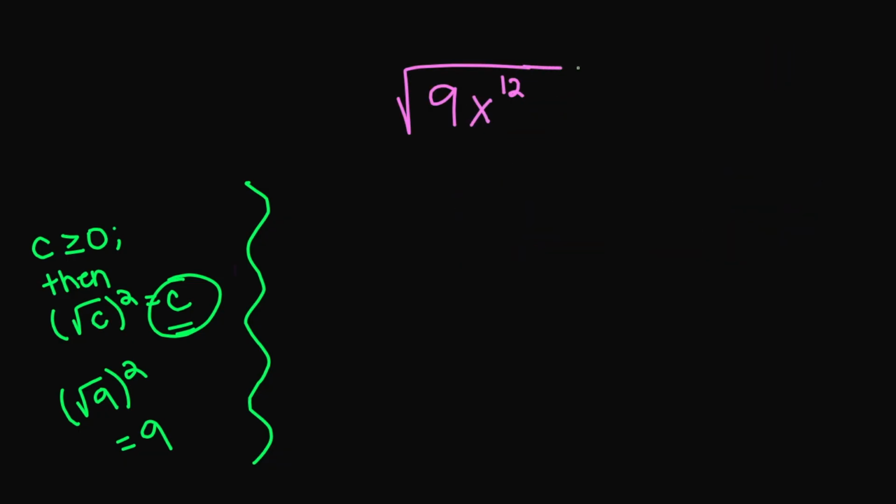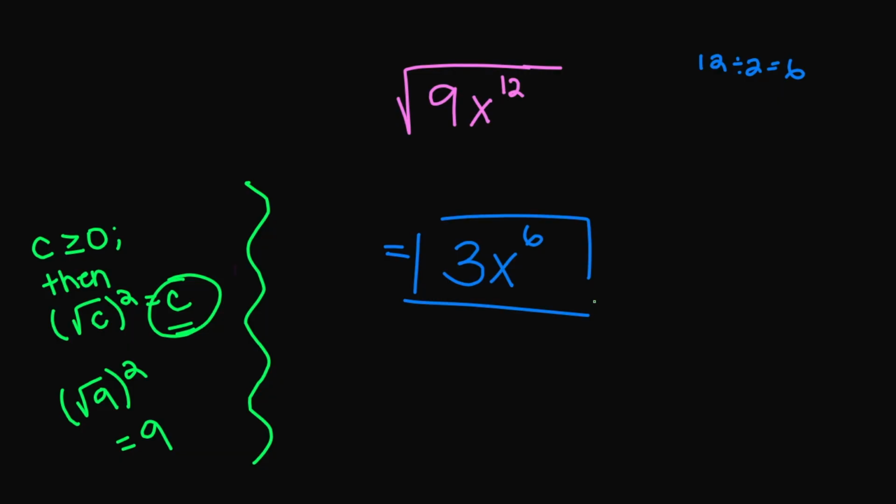Let's look at this example here. The square root of 9 is going to equal 3. And then here you have the square root of x to the 12th power. Remember, we can divide 12 by 2. This is going to equal 6. So this means that you have x to the 6th power. So your final answer here is going to be 3x to the 6th power. And remember, if you have 3x to the 6th power all raised to the 2nd power, this is going to give you 9x to the 12th power, which is what we have here.